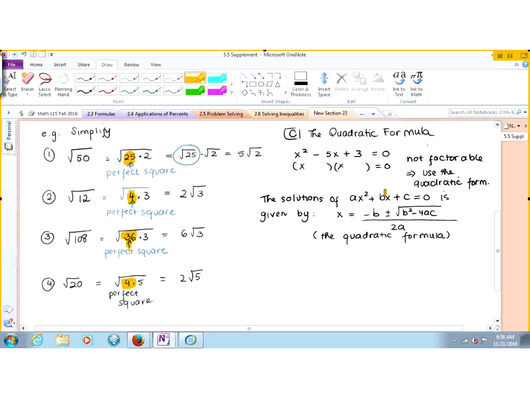What you have to notice here is that the equation has to be in what? What do we call this type of equation? Quadratic equation in standard form. Yes, meaning one side is 0. So note, the quadratic equation must be in standard form.